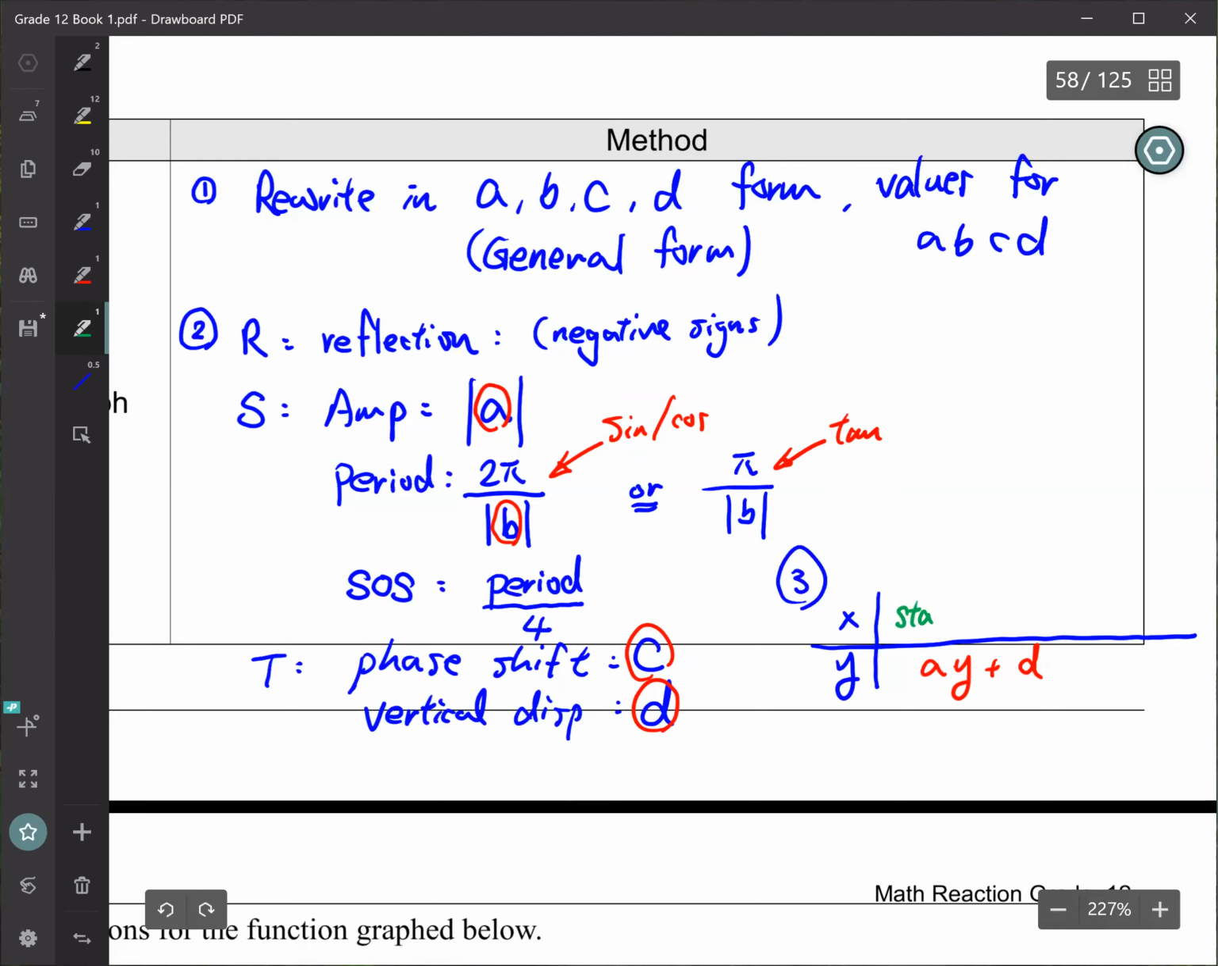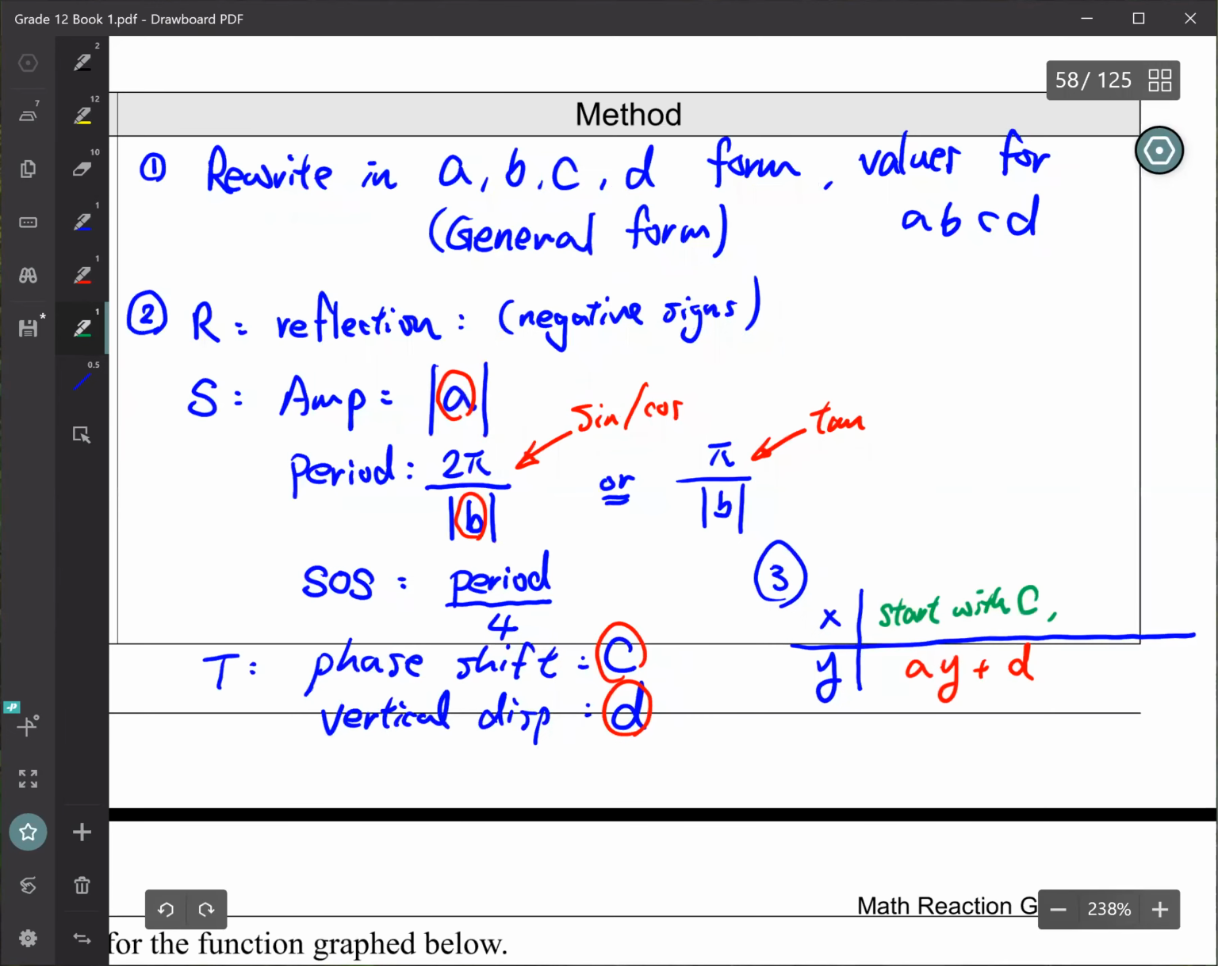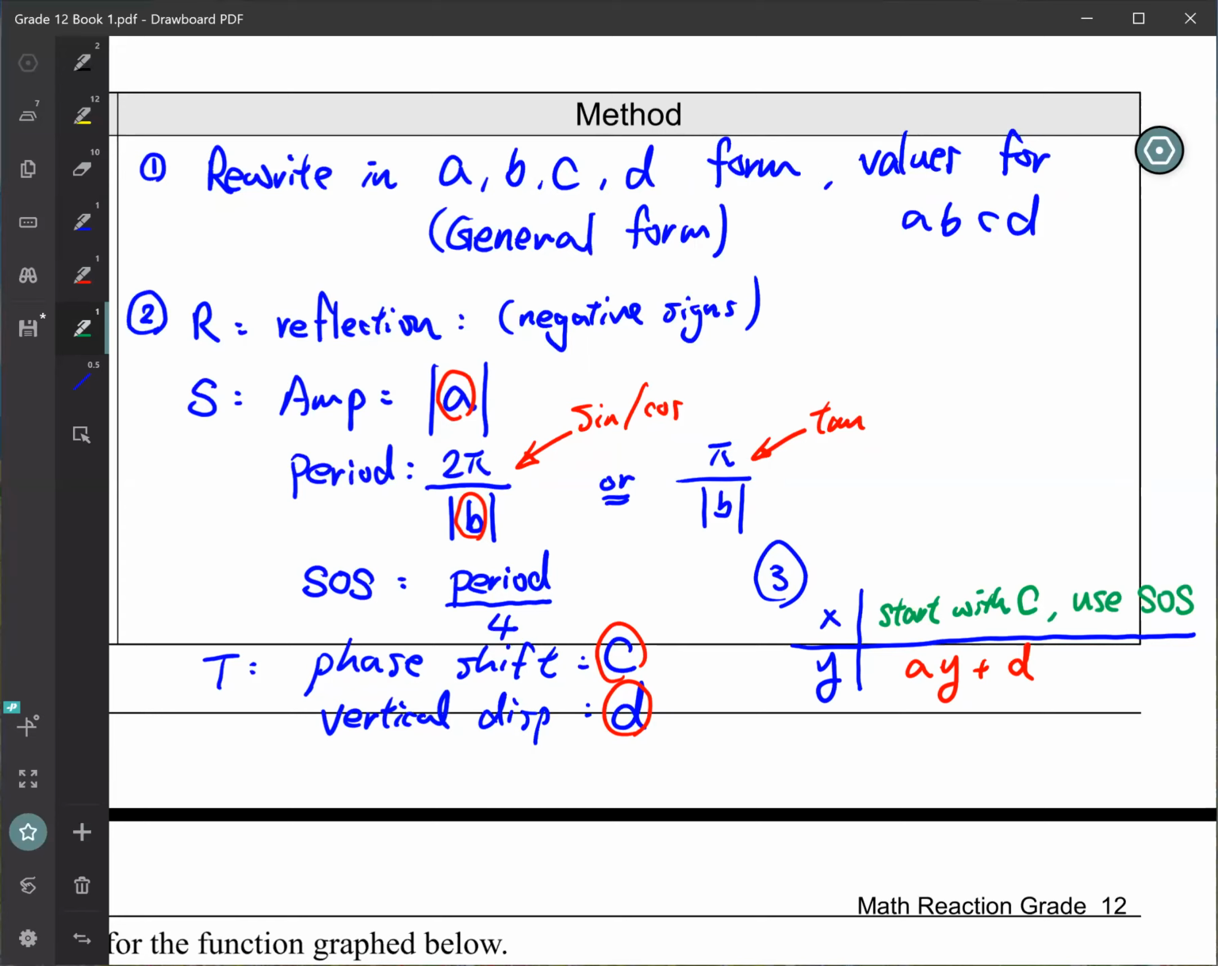Start with C. Okay, start with C, and then what? What do we do after starting with C? And then add the SOS after, from C. So use SOS. Do we always add? No. How do we know if we need to add or subtract? Y-axis, if it's reflecting over. Yes, so here we'll just add an extra note: reflect y-axis, and then you put a question mark. You ask yourself if there's a reflection over y-axis or not. If there is, you need to subtract. If there's not, then you just keep on adding.